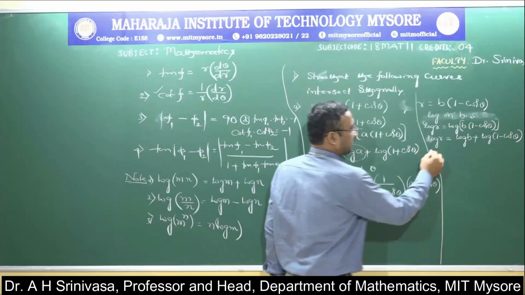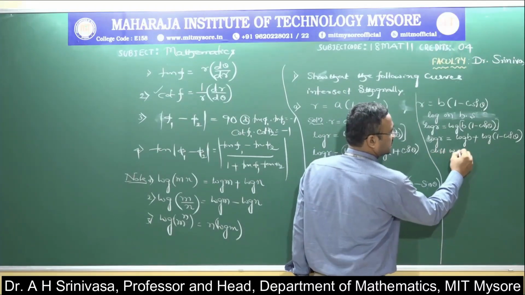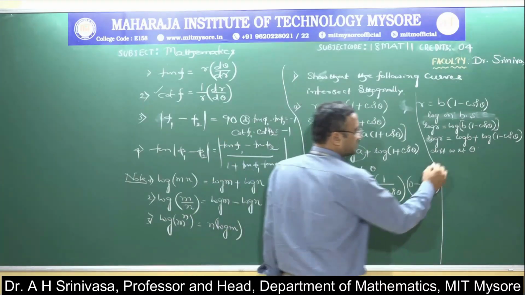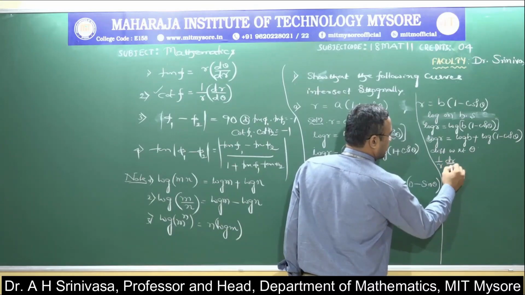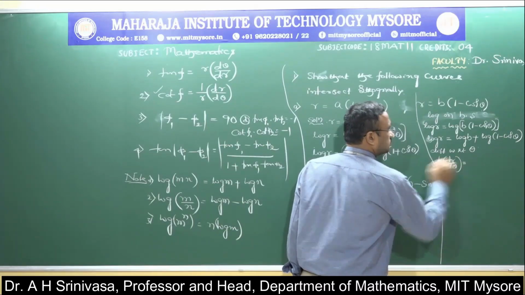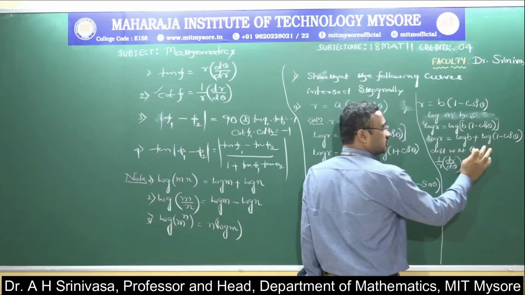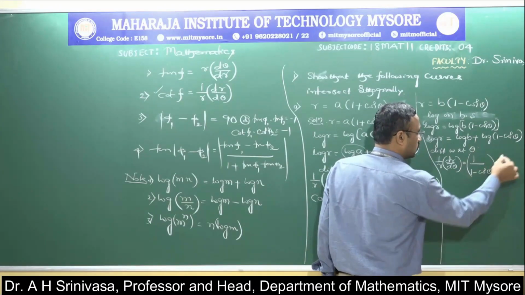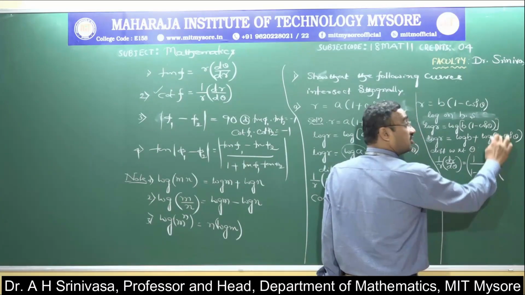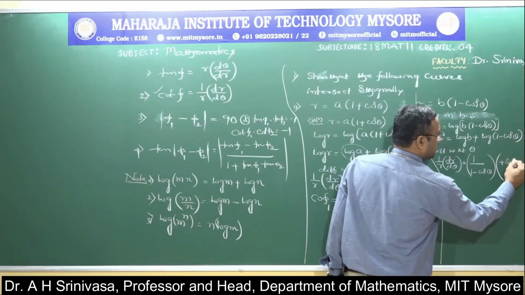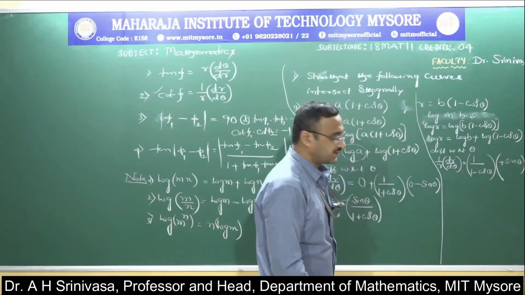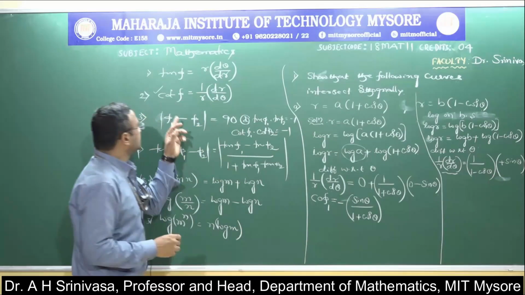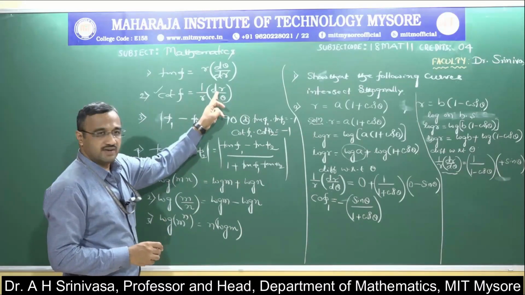Now I am going to differentiate this one with respect to theta. What happens? We get 1 by r, dr by d theta, should be equal to, since log b is a constant, 0, plus, for log of 1 minus cos theta, 1 over 1 minus cos theta into 0 minus of cos theta, which becomes plus sin theta.